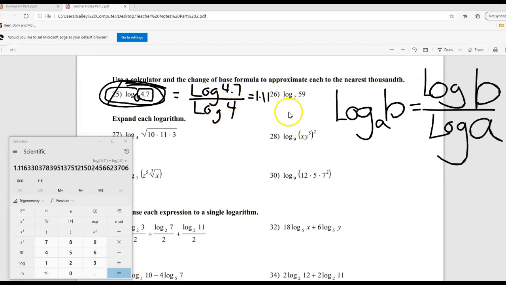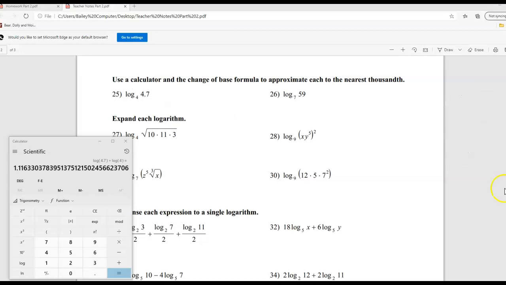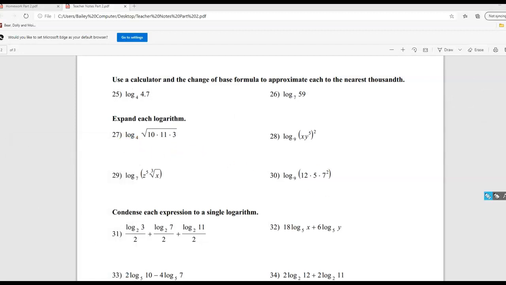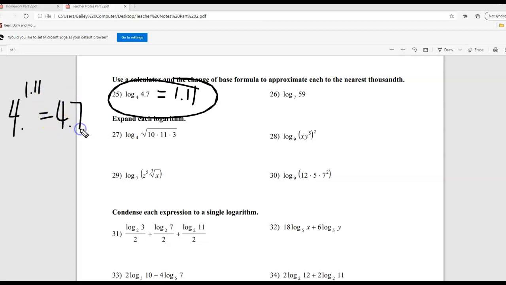Okay. Now, if you wanted to, you could check your answer. You don't have to do this, but just to show you how it all ties together. So we just used the change of base to prove that this thing is 1.11, right? Well, if I change this into exponential form like we did on one of our first problems we looked at, we would rewrite that as 4 to the 1.11 power is equal to 4.7. Okay, and so that means if you raise 4 to the 1.11 power, it should be pretty close to 4.7. So let's see if that works.